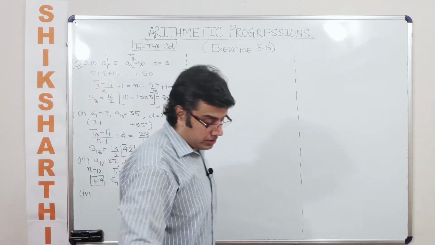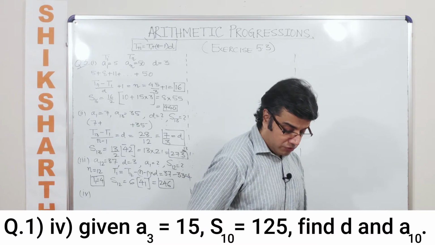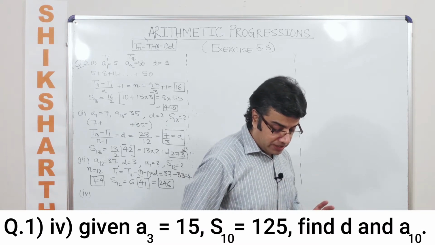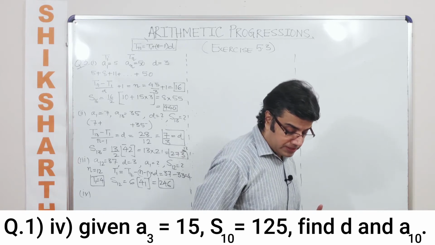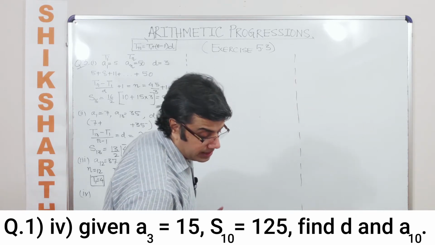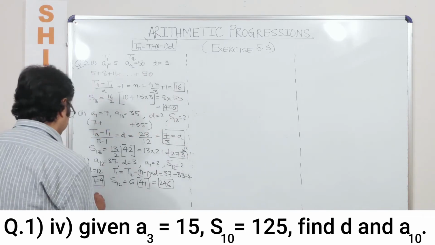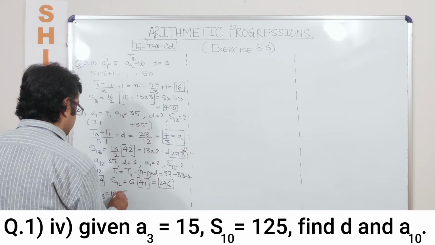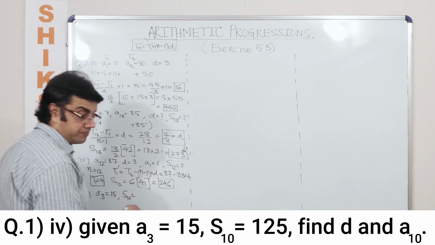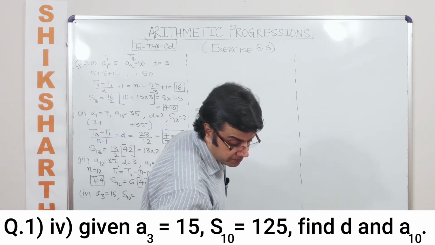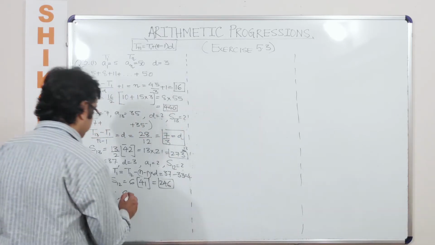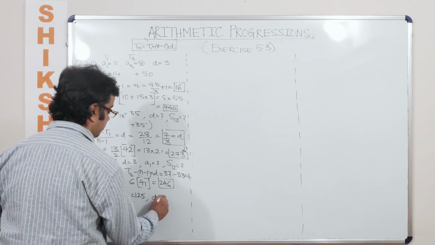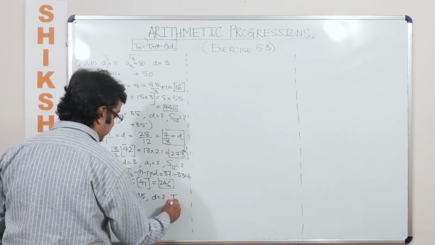Okay. Now in the fourth subpart, you are given the third term, you are given the sum for the first 10 terms, and you are supposed to find out the 10th term and the common difference. So the third term is given to you as 15. The sum for the first 10 terms is given to you as 125. And what are you supposed to find out? You are supposed to find out the common difference, and then the 10th term.